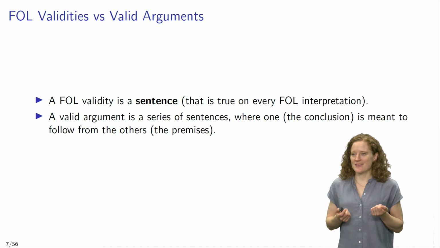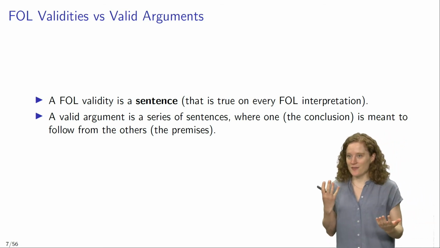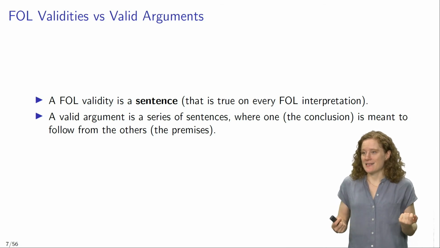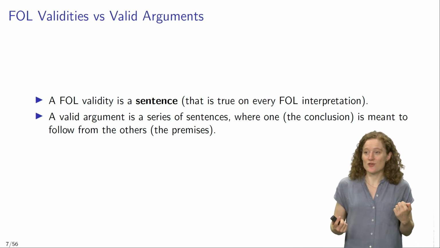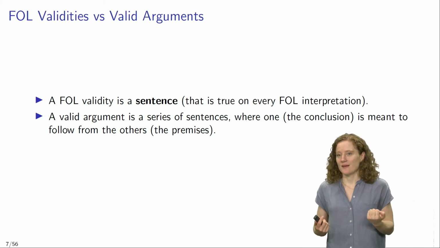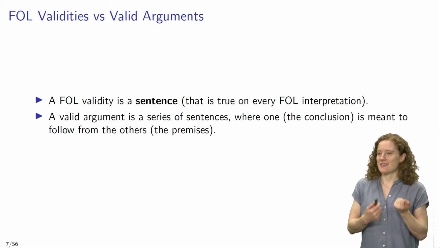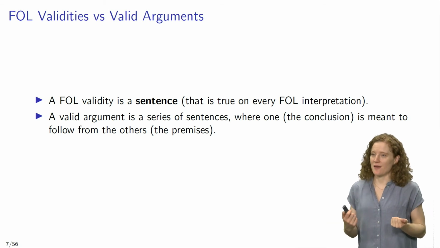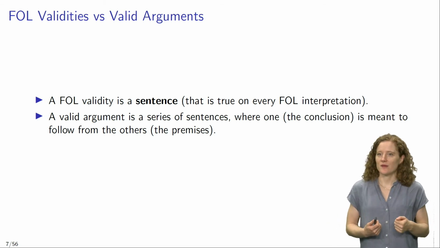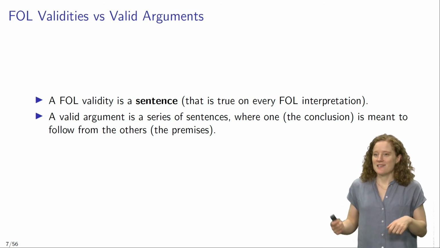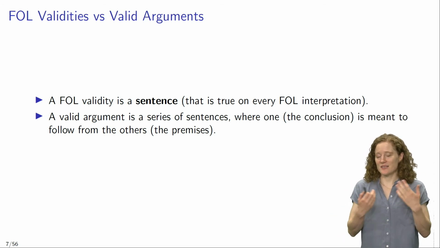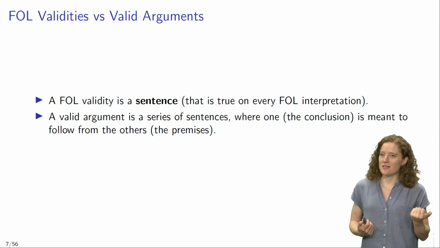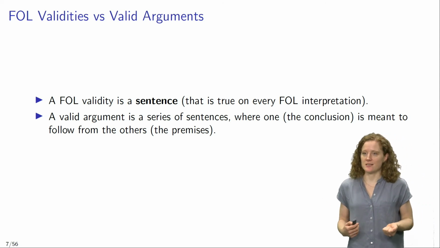Now, you need to be careful since we now have multiple words that sound very similar but mean crucially different things. An FOL validity is a sentence. Specifically, it is a sentence that is true on every FOL interpretation. Now, a valid argument is a series of sentences where one, namely the conclusion, is meant to follow from the others, which are the premises of the argument. So an FOL validity is not a valid argument. It is simply a sentence that is true on every FOL interpretation. Or put differently, some valid arguments are not FOL validities.